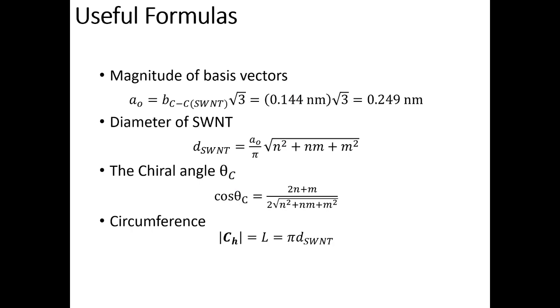Okay. I didn't go through it, but you can do inner dot products and cross products and all this stuff to get all these equations, but I'll just show you quickly the equation. The diameter is simply a0, which is the magnitude of the basis vector, divided by pi, times the square root of n squared plus nm plus m squared. The chiral angle is there, and the circumference is there. Okay, it's ID, right?